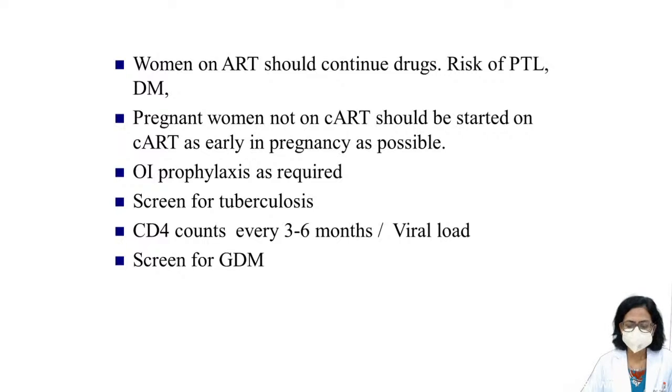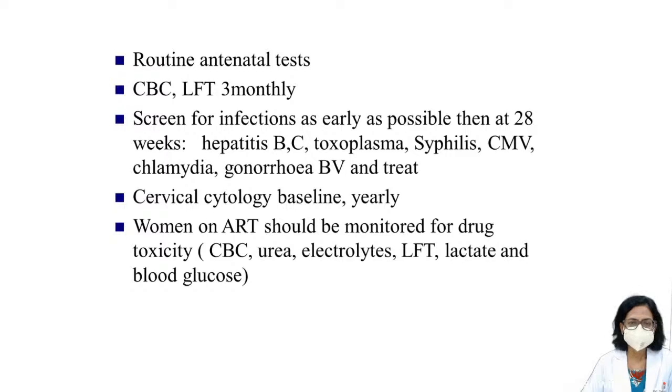And screen for gestational diabetes. Do routine antenatal tests as for any other pregnant woman, and to monitor the toxicity of the drugs she is taking, we have to do a complete blood count, LFT, and KFT every 3 months. Screen for infections as early as possible, and then at 28 weeks, like hepatitis B, C, toxoplasma, syphilis, chlamydia, gonorrhea, because most of these infections are also sexually transmitted and many of them are associated with adverse outcomes in pregnancy. She should be advised to have cervical cytology at baseline and yearly, because these women are at a higher risk of having cervical intraepithelial neoplasia.